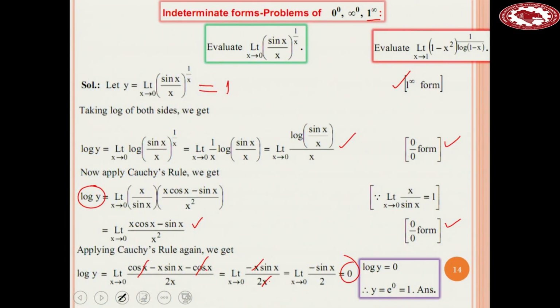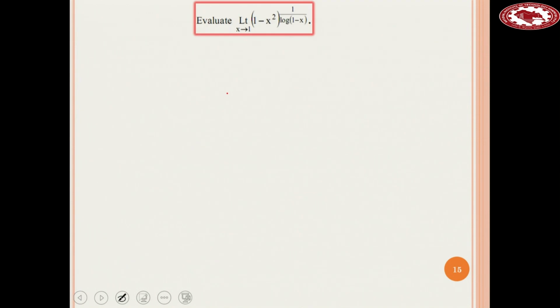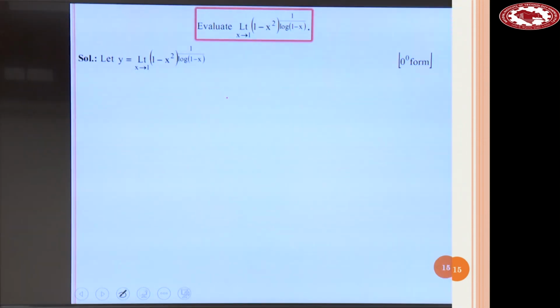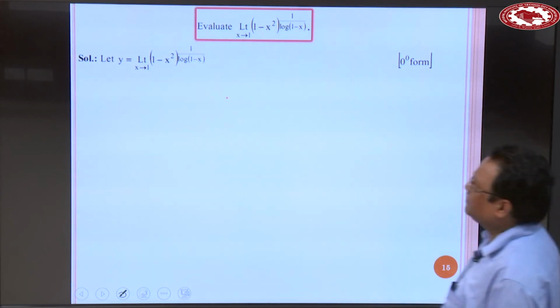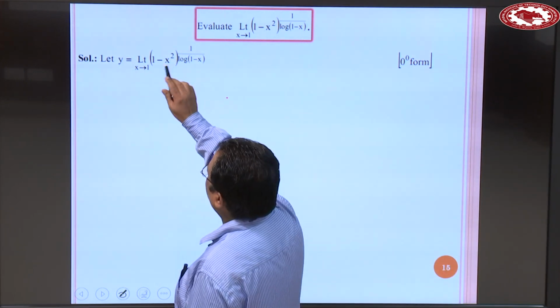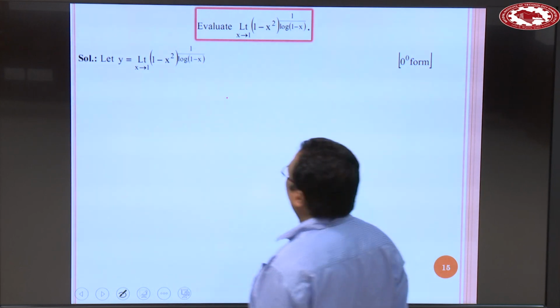Okay, one more question. Evaluate limit x tend to 1, (1 minus x²) power 1/log(1 minus x). Solve this problem. Again, this one is 0 raised to power 0 form. So 1 minus 1 means 0, 0 raised to power 0 form.